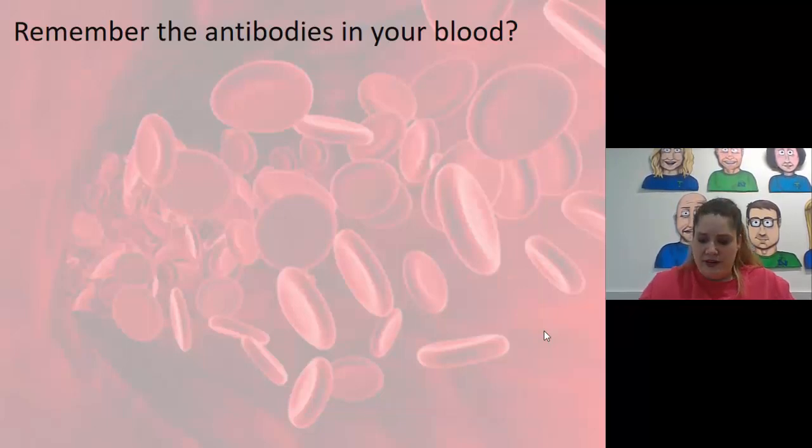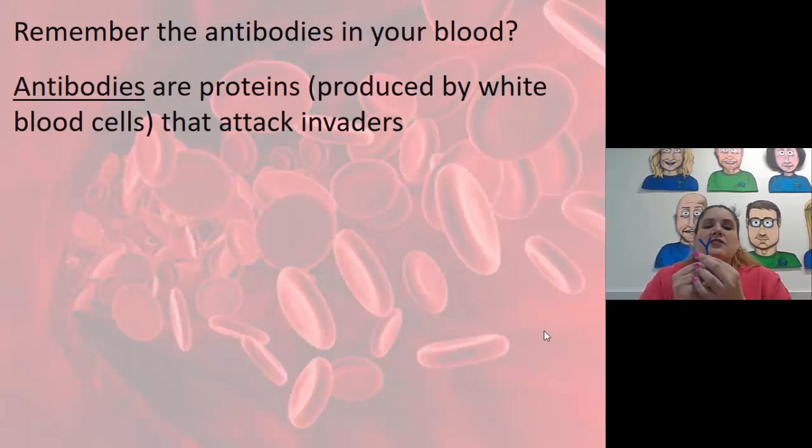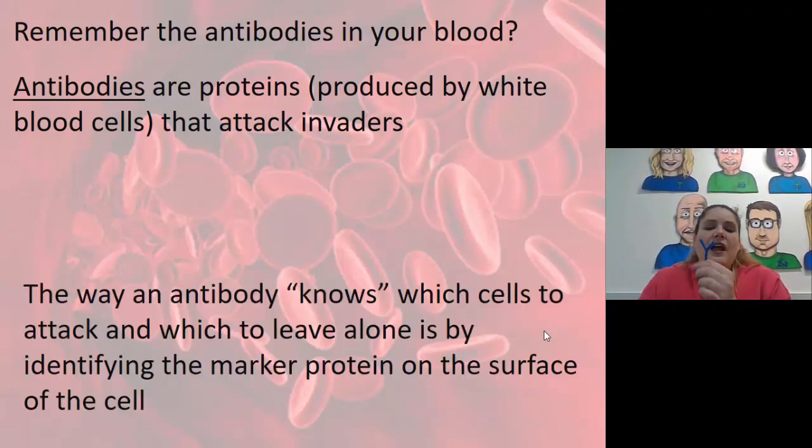So remember that you have antibodies in your blood. Antibodies are shaped like this. Antibodies are just little proteins, and they are there to help bind to antigens. They're produced by white blood cells, and their job is to attack invaders. And the way that an antibody knows which cells to attack and which ones to leave alone is by the identifying marker on the surface of the cell. So if we're looking at these cells with these antigens on them, only antibodies specific to these antigens are going to be able to bind.